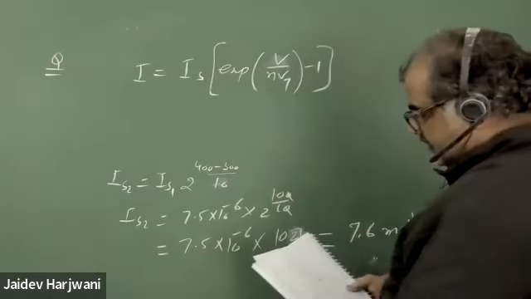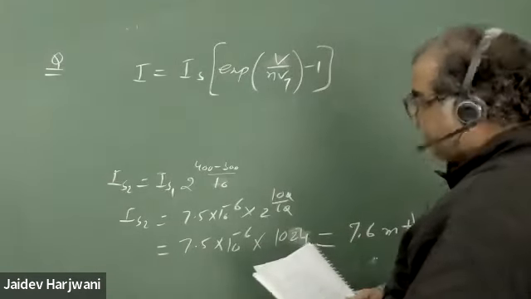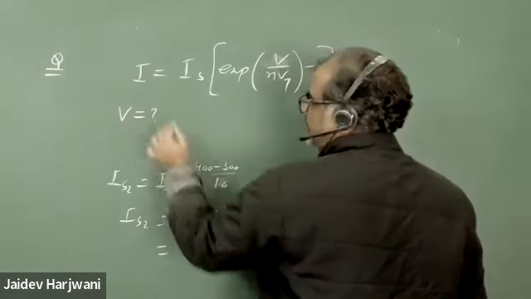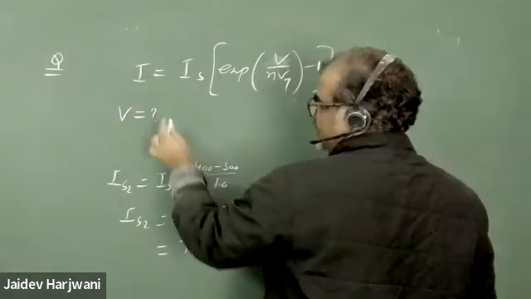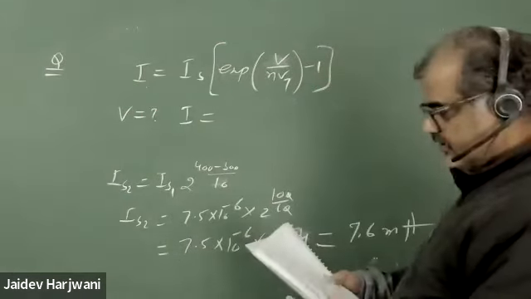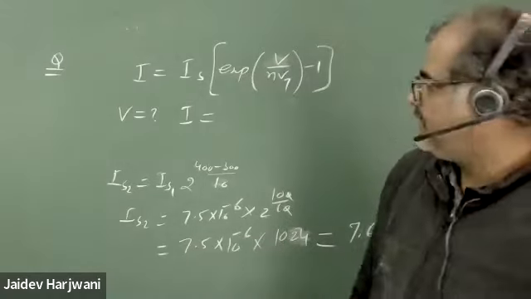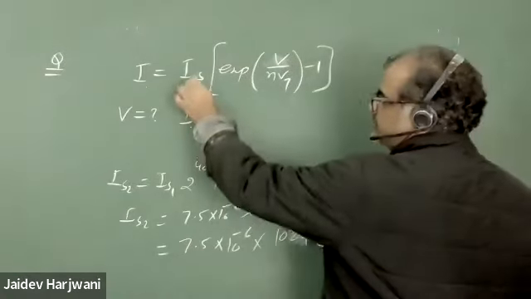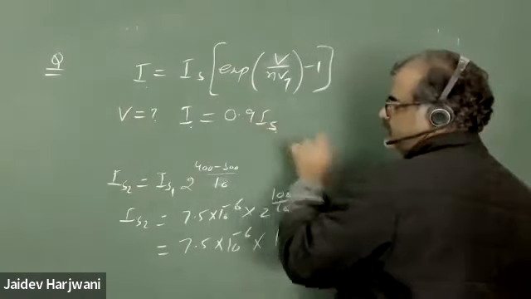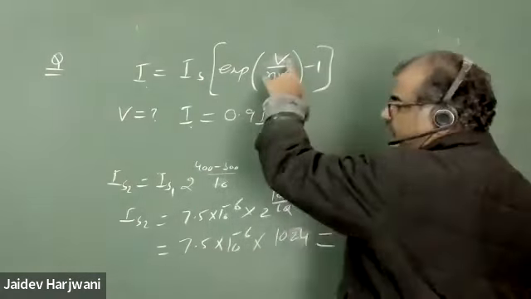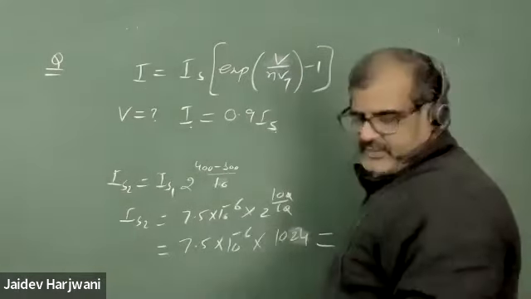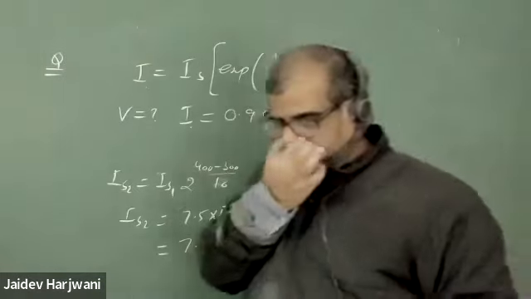So it says find the voltage V at which this diode current, meaning the forward current, is 90% of its reverse saturation value. So diode current is 90% of reverse saturation current, that means it is 0.9 IS. So you're asking basically at what forward voltage the current will become 0.9 IS. So you need to calculate the voltage.